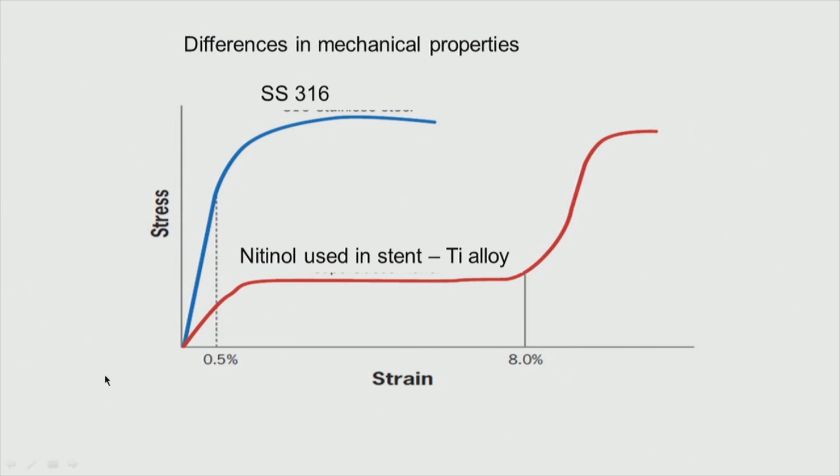So, different metals have different types of stress strain diagram. For example, stainless steel will look like this. Nitinol, this is a titanium alloy, will look like this, much lower, and then it goes like this. Nitinol is used in cardiovascular stents, it has got many good properties. As you can see, the modulus is extremely low. So, metals can exhibit very large differences in these stress strain properties. That is the advantage of metals.